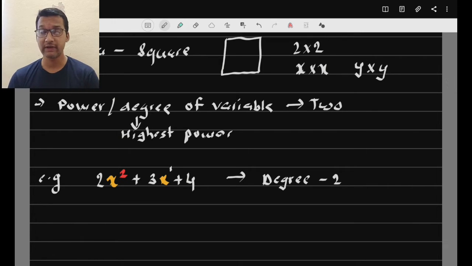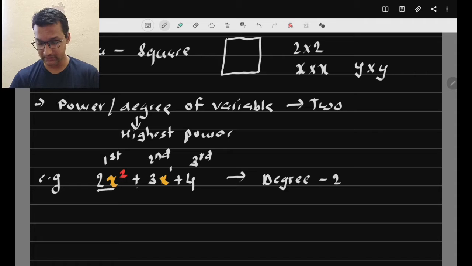Also try to identify the number of terms. This expression has 3 terms. This is the first term, this is the second term, and this is the third term. Now how to identify the terms? The terms are separated by plus or minus sign.